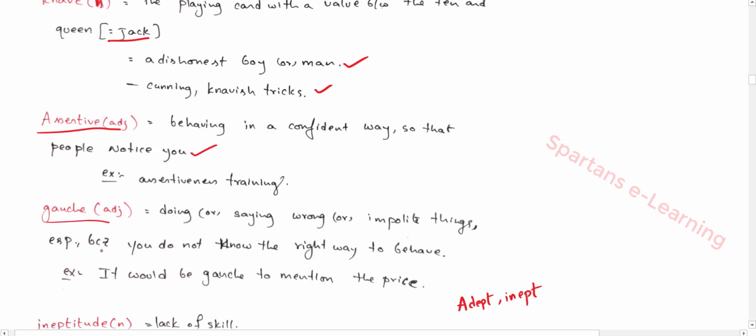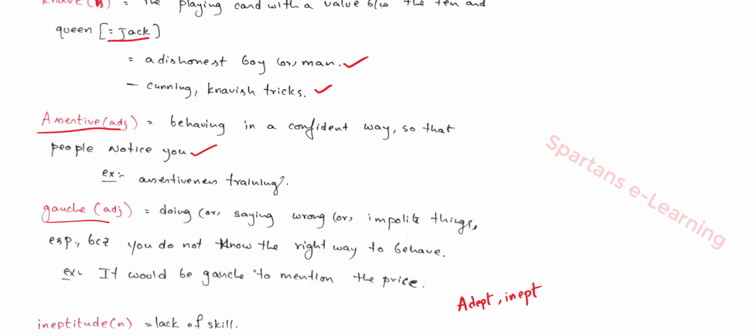Gotch is an adjective. Gotch means doing or saying wrong or impolite things, especially because you do not know the right way to behave. So, doing something wrong or doing something impolite because you don't know the right way to behave, right? So, that is gotch.